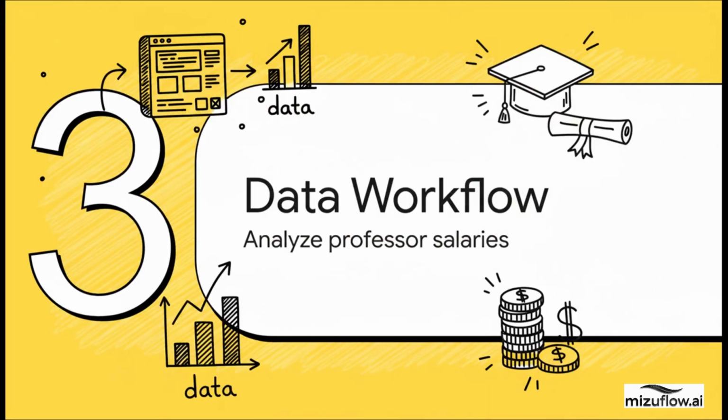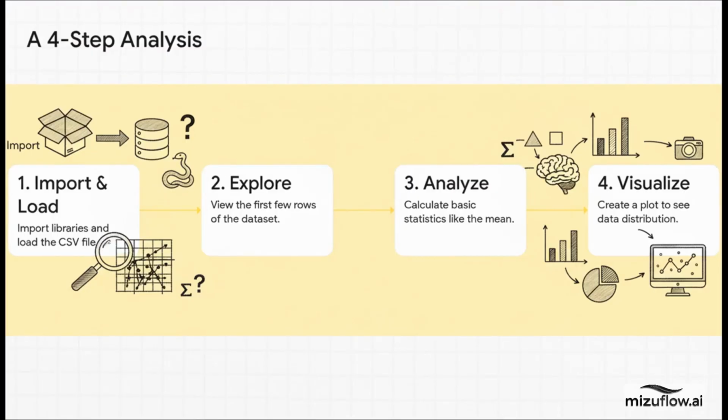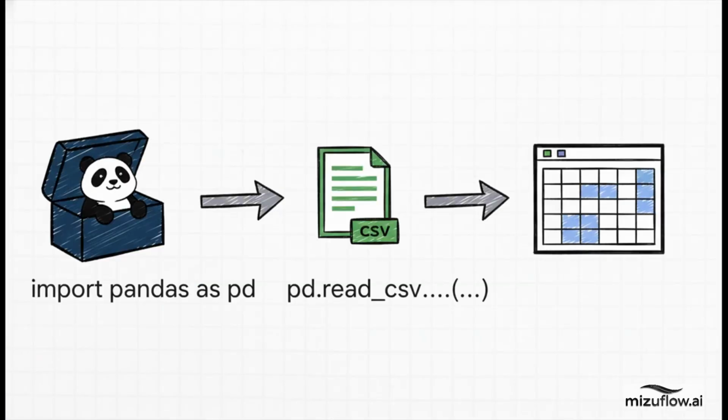Okay, that's enough theory. Let's get our hands dirty and actually see this stuff in action. We're going to take a real-world dataset, this one is on professor salaries, and see just how straightforward a data workflow can actually be. We're going to follow a really simple 4-step process. First, we'll import and load the data. Second, we'll explore it a little bit to see what we're working with. Then we'll analyze it to answer a question, and finally, we'll visualize our findings. And right away, you can see how simple this is. Look at this, just 2 lines of code.